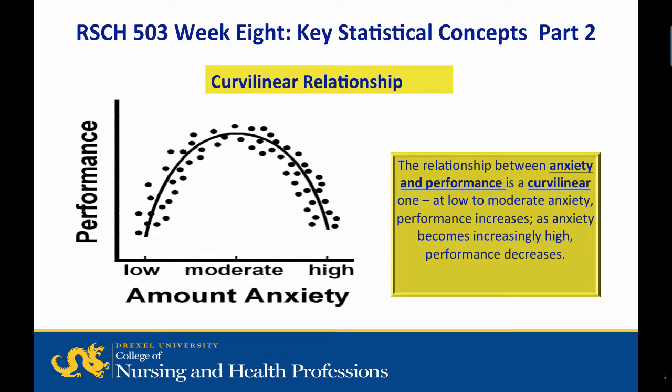The correlation or relationship between anxiety and performance, for example, is a curvilinear one. At low to moderate anxiety, a subject's performance increases. However, as anxiety becomes increasingly high, performance decreases. Since the relationship is not a linear one, the degree of relationship between these two variables would be grossly underestimated by the calculation of Pearson's R.